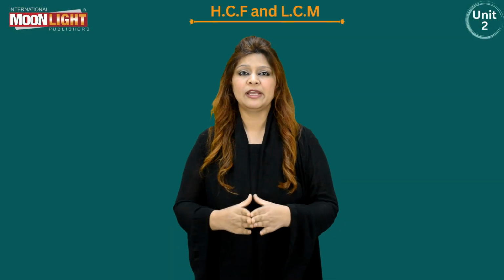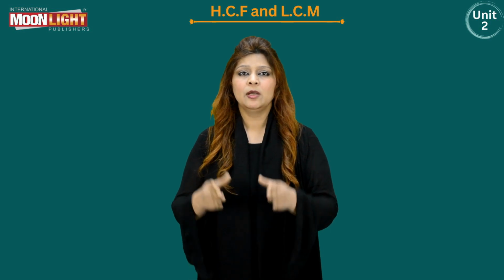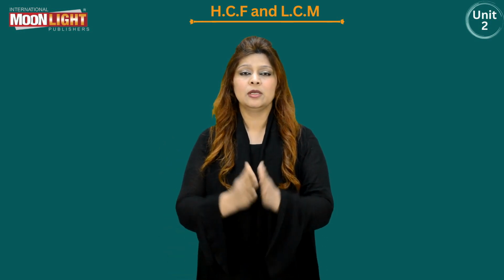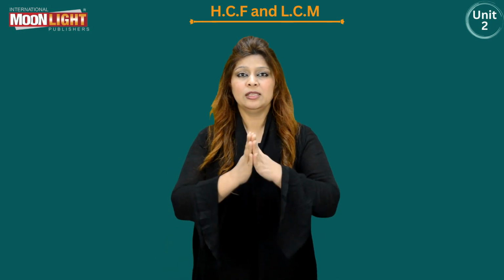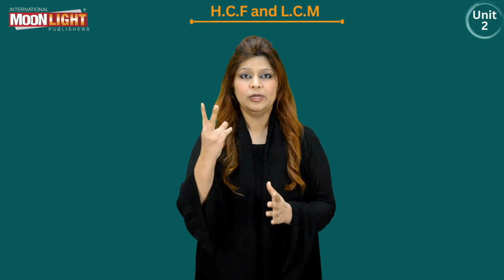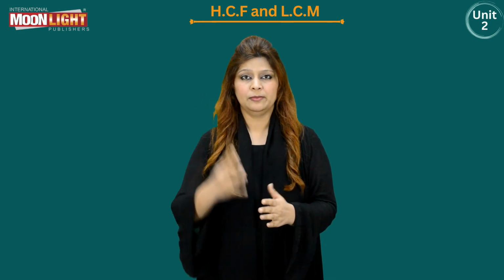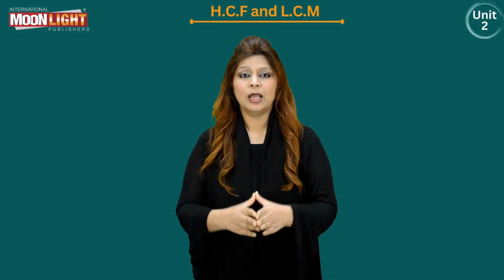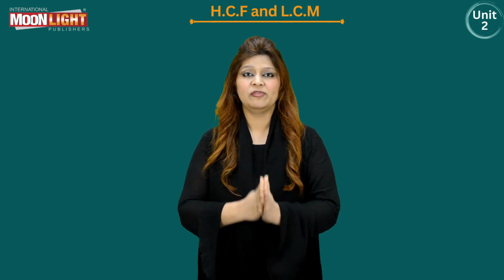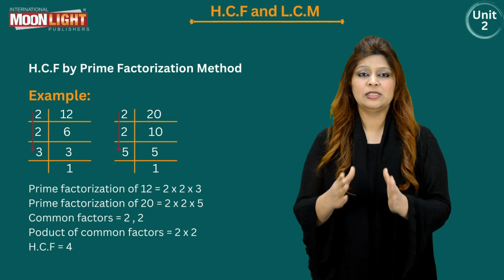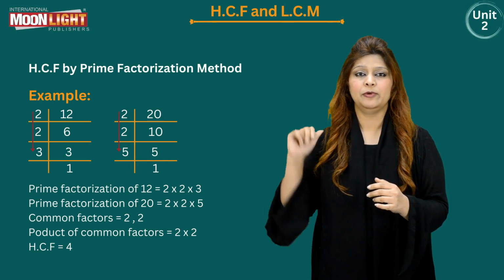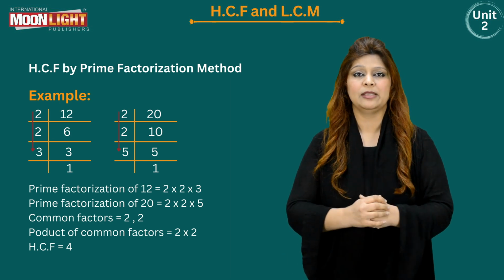HCF by prime factorization method means we will find prime factors of numbers up to 2-digit numbers in a simple way. These numbers will be 2 numbers and 3 numbers but of 2-digit number. Now, my dear students, we are going to solve an example. In this example, you can see: find out HCF of 12 and 20 by prime factorization method.